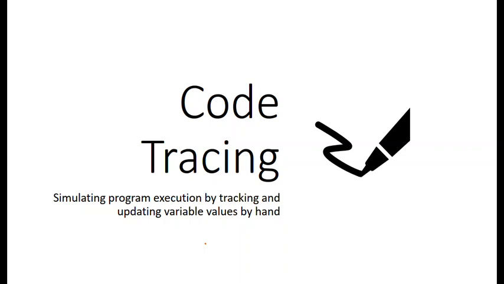Okay, in this tutorial we'll talk about code tracing. Now, what is code tracing? Code tracing is simulating program execution by tracking and updating variable values by hand. And this skill can be very, very helpful, especially at the beginning of your programming learning journey. And it can be helpful in so many ways.